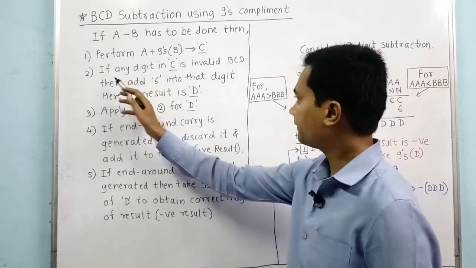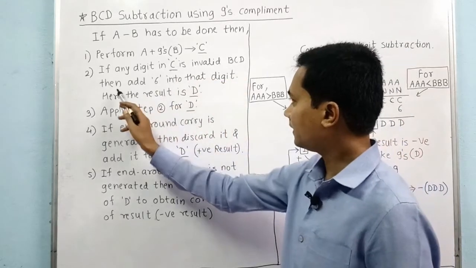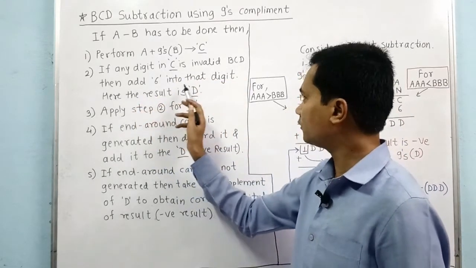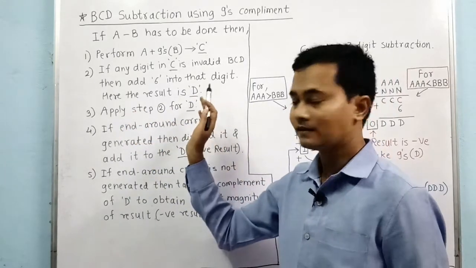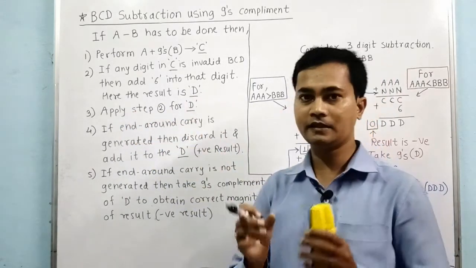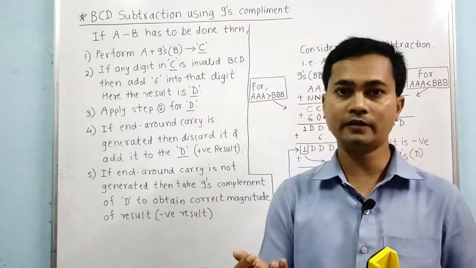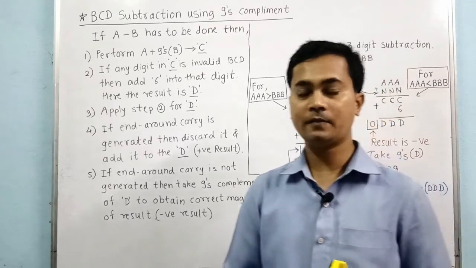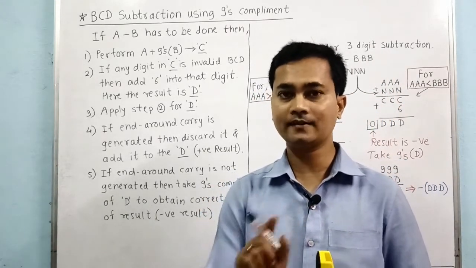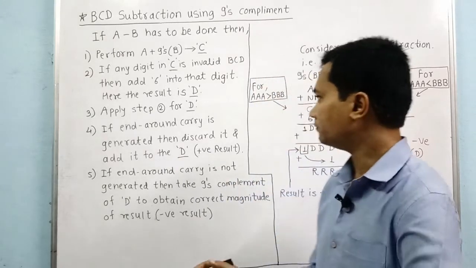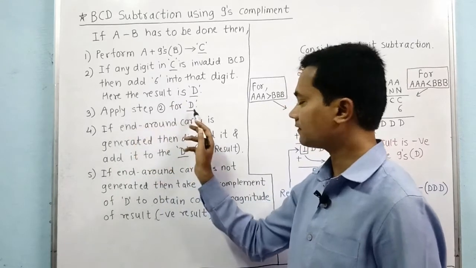If any digit in C is an invalid BCD digit, then we have to add 6 into that digit. Consider that if any invalid BCD digit is found, we add 6 into that digit. If a particular digit is a proper BCD digit, then don't add 6 into that digit. After adding 6 we get a result that we call D.